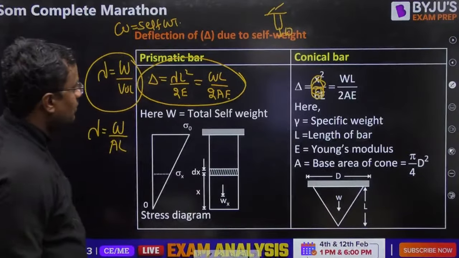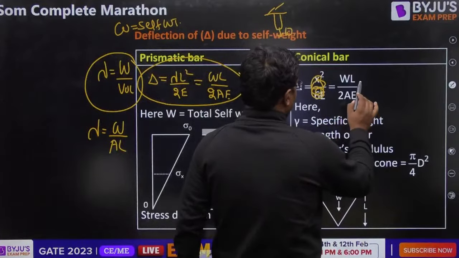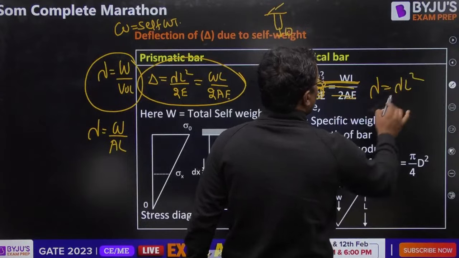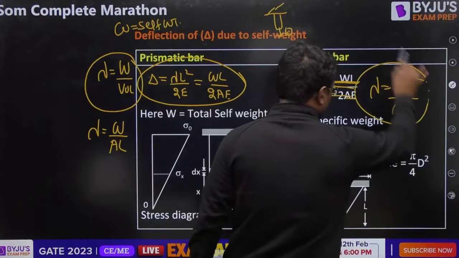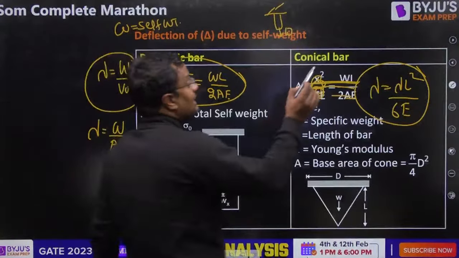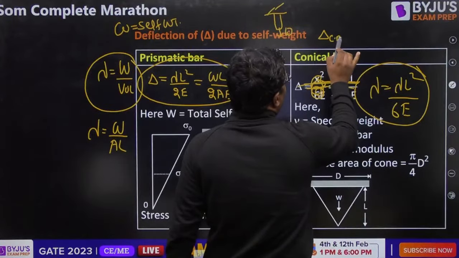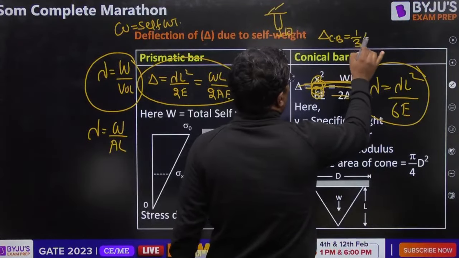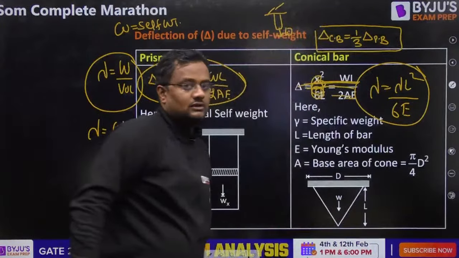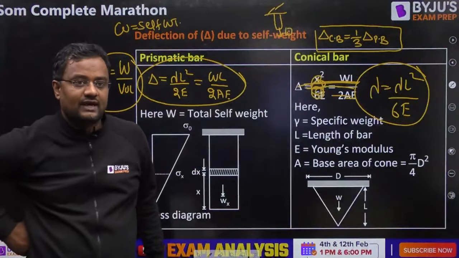Now, for a conical bar, the deflection is given by lambda L square by 6E. Lambda is its unit weight. It is also written sometimes in NAT type problems that the deflection of a conical bar is 1 by 3 of the deflection of a prismatic bar of the same length and same material. It is lambda L square by 2E for the prismatic bar, and lambda L square by 6E for the conical bar. So that is 1/3 of that.